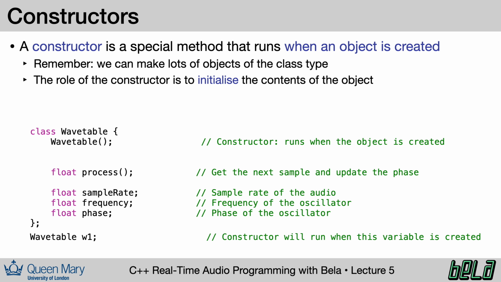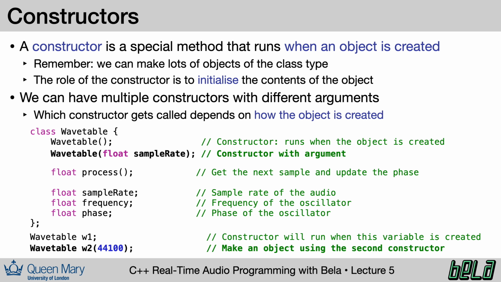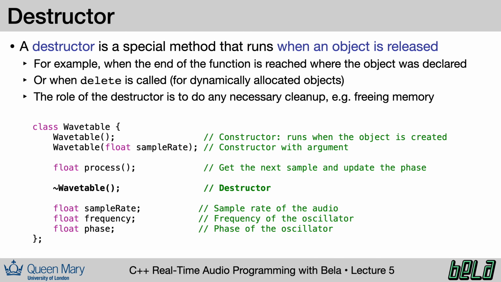Classes will typically have a constructor. A constructor is a special method which is always run automatically when the object is created. You never have to call the constructor for yourself. We always know which method is the constructor because it has exactly the same name as the class itself. The constructor is where you should do any initialization that you need for the contents of this object. It's also possible to have multiple constructors for a class which take different arguments. Which of these constructors runs depends on how your object was created. In this example here, you can see that W1 was declared without any arguments, which will run the default constructor, whereas W2 was declared with one argument, which is going to run the second of these constructors.